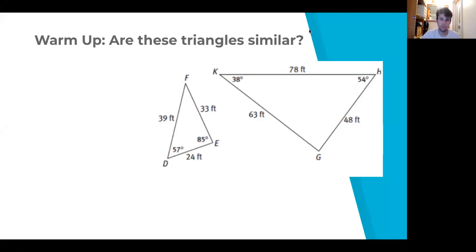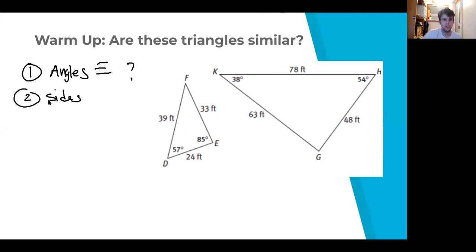All right, here we're starting part 2 of the similar polygons notes. So quick warm-up problem here. Are these triangles similar? Bear in mind the definition of similar polygons, two properties we need to make sure to check on. One, are the corresponding angles congruent? Check that. And then two, whether these sides are proportional.